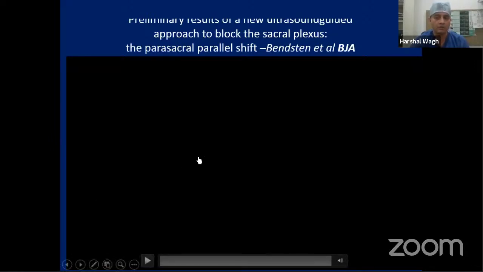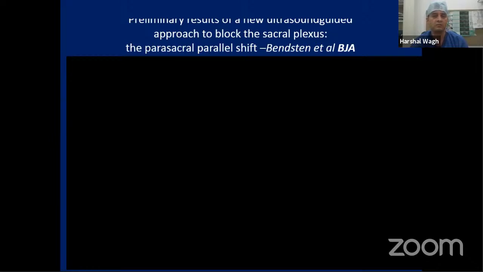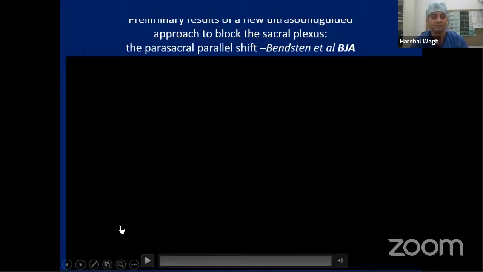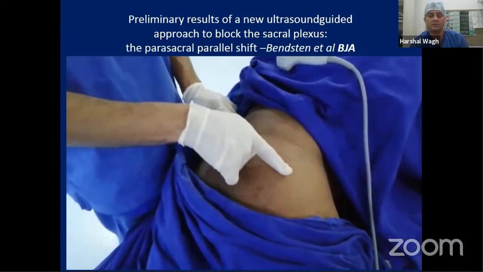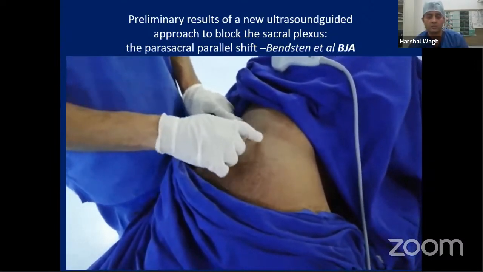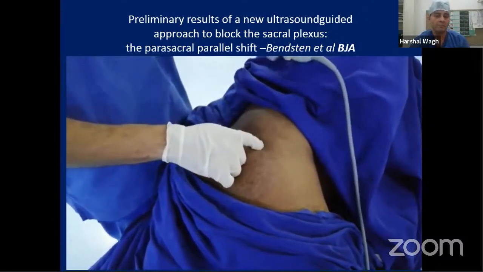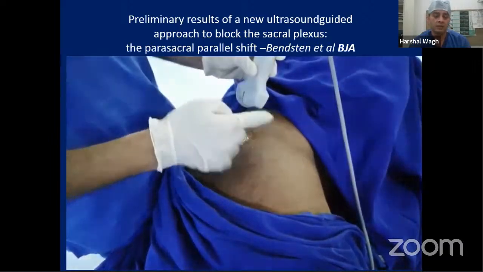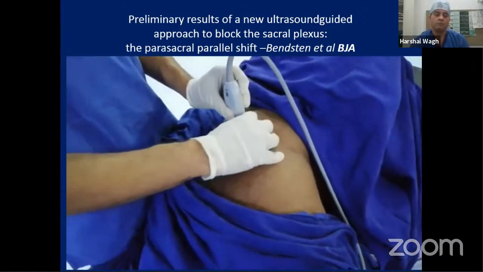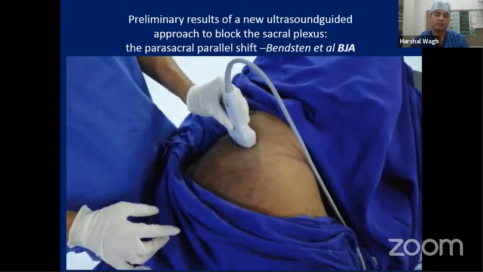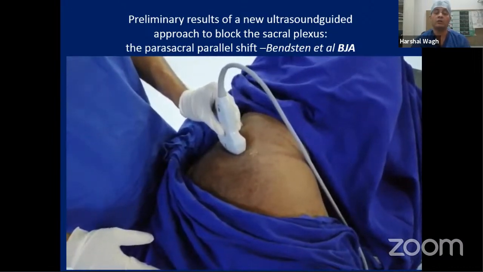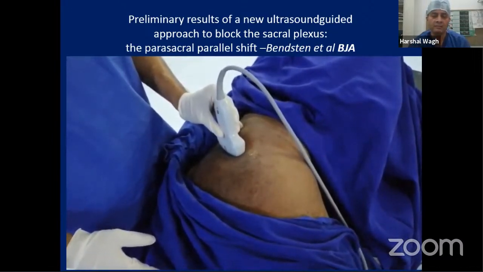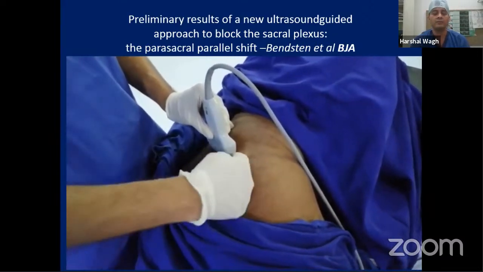Now, I'm going to talk about the parasacral approach by two methods. This is what is called the parasacral parallel shift, which is popularized by Benston et al. What they talk about is forming a line from the greater trochanter to the posterior superior iliac spine. At the midpoint of that line, you keep the ultrasound probe medial to the midpoint and move the probe from a superolateral position to an inferomedial position, so as to identify the structures along the way. And I'll come to that in a minute. But this is just the surface anatomy and how the probe is moved.